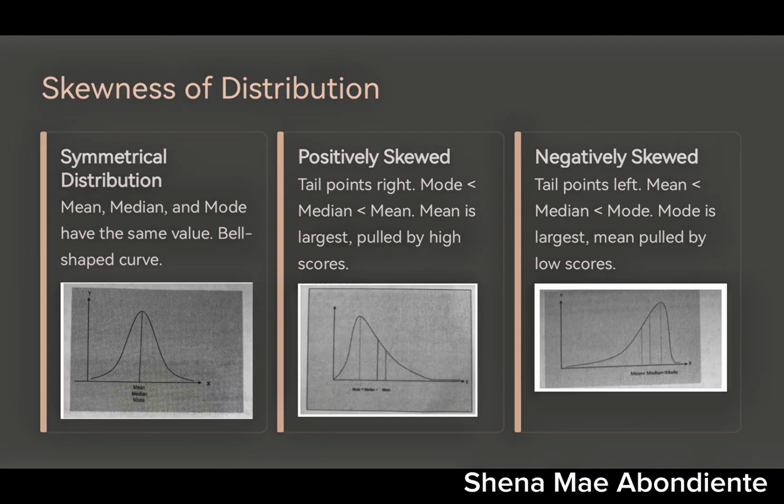And the last one is negatively skewed, where the tail points left. The mode is the largest, and the median is larger than the mean. So the mode is the largest, and the mean is pulled by low scores.